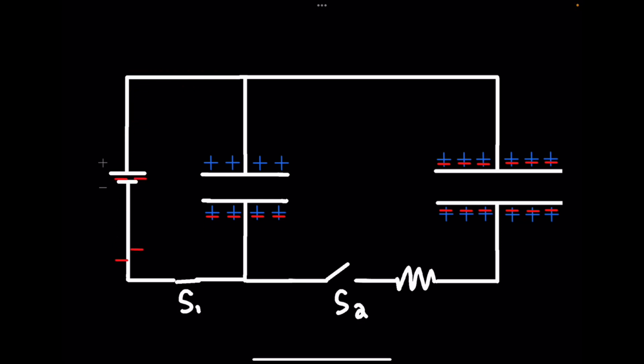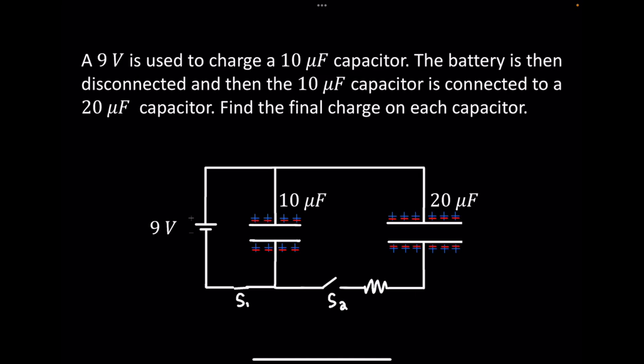All right, this is a case where a capacitor that's initially fully charged by a battery is then disconnected from the battery and connected to another capacitor that's initially uncharged, and then charge flows between the two capacitors. For this particular question, the battery given is 9 volts. The 9-volt battery, when switch 1 is closed, fully charges the 10 microfarad capacitor.